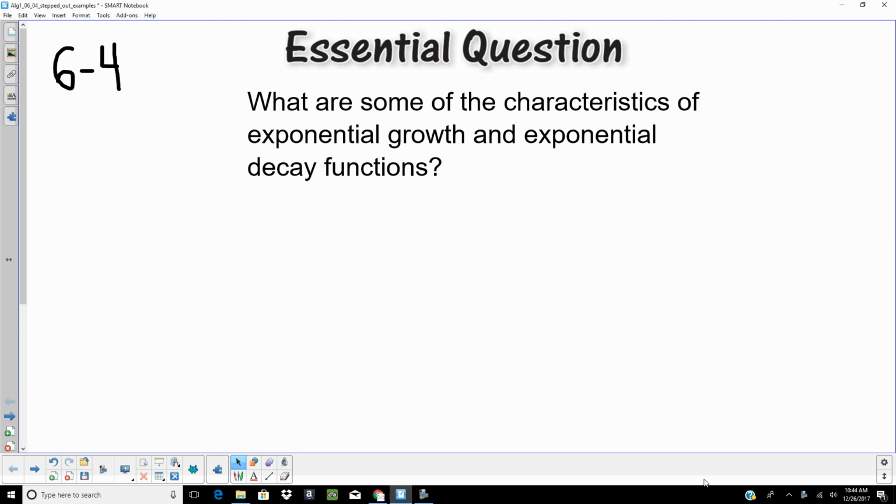Hello, today we are doing Chapter 6, Section 4. Our essential question today is, what are some of the characteristics of exponential growth and exponential decay functions?